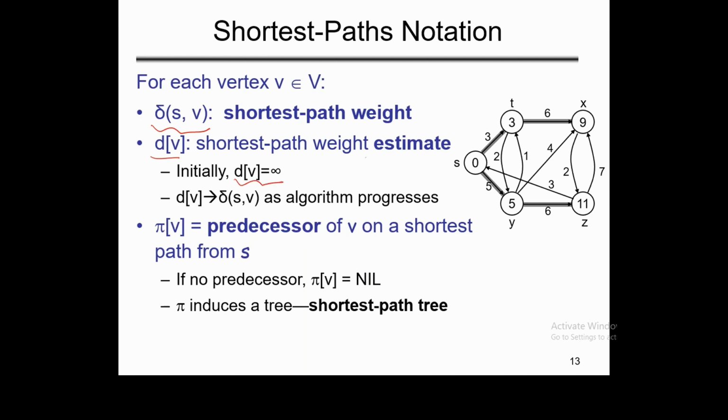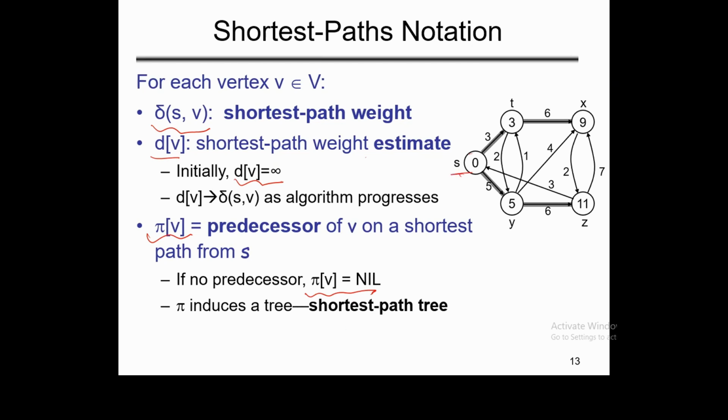Initially d of v will be infinity, and as the algorithm proceeds, this d of v will keep changing. We will have a pi of v, that is the predecessor of v on a shortest path from s. Whatever shortest path we get, which node is the predecessor of a particular node? Suppose this is the shortest path s to t and t to x. For this particular s, there is no predecessor. For this particular t, the predecessor is s. For this x, the predecessor is t. So if there is no predecessor, then pi of v equals nil.